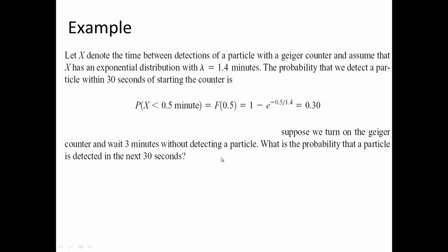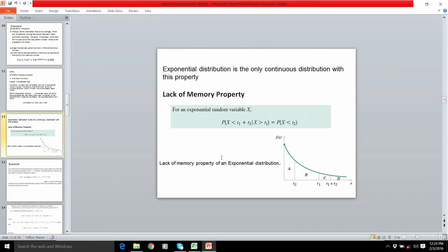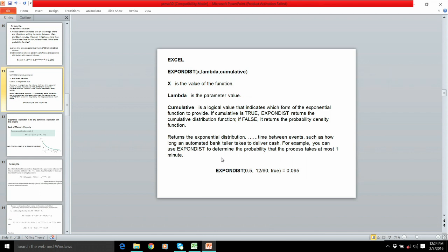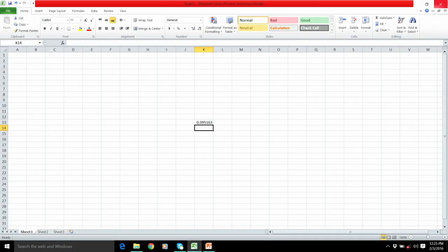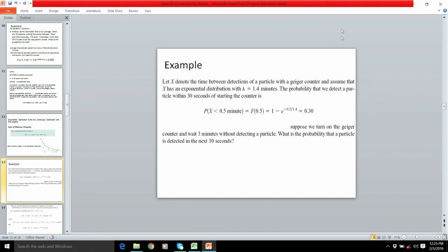We can use the Excel function also to get the same answer. We put in EXPON.DIST with x, lambda and cumulative, and the probability is 0.3. Now, suppose we turn on the Geiger counter and wait for 3 minutes without detecting a particle. In this situation we detect a particle within 30 seconds of starting the counter. That gives you 0.3. We can put in the same thing here using the Excel command also.